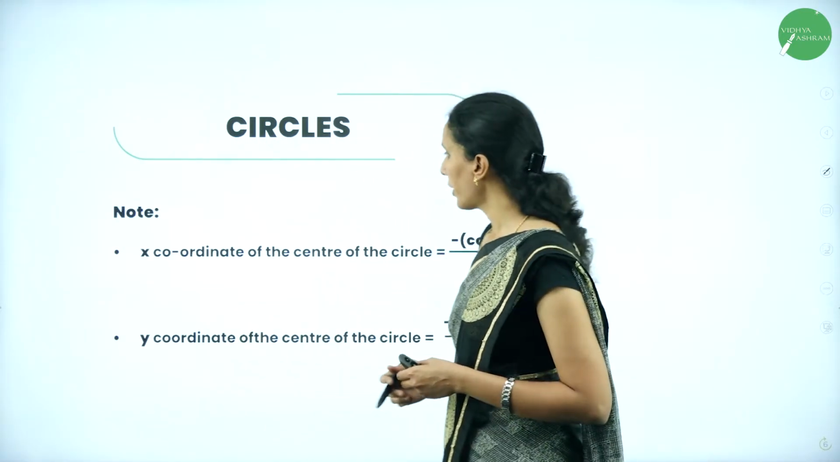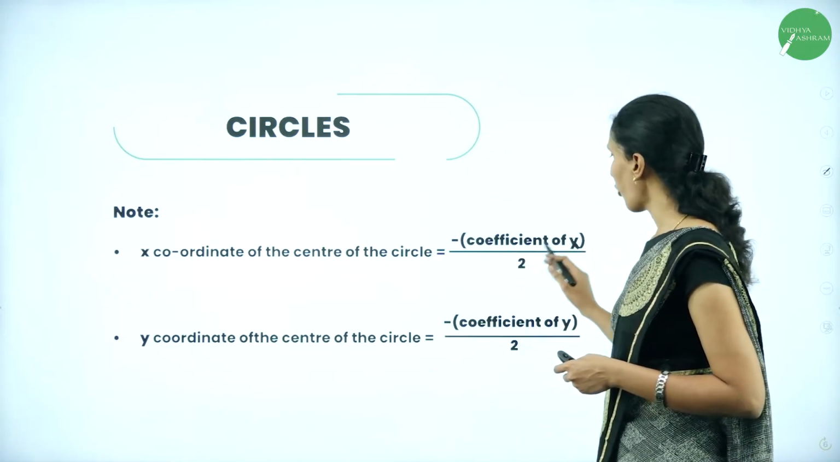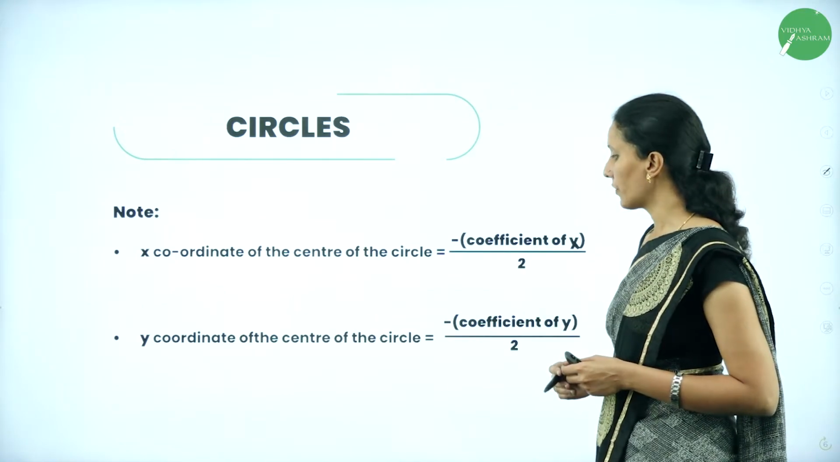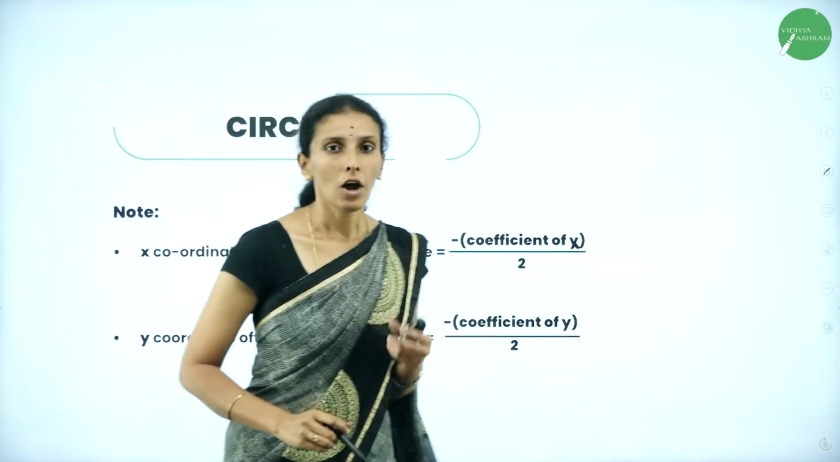Next, we have an important note here. The x coordinate of the center of the circle is the coefficient of x divided by 2, and the y coordinate of the center of the circle is the coefficient of y divided by 2. How to find that?